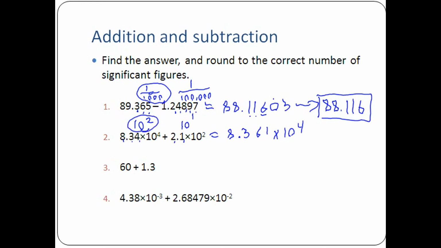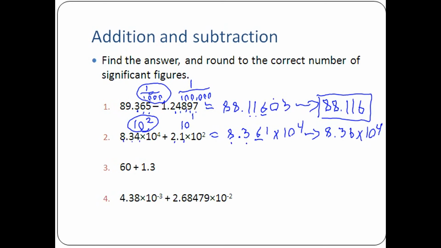So we have 8.361 times 10 to the 4th. The 8's in the 10 to the 4th, 10 to the 3rd, 10 to the 2nd. It's going to be that spot right there. So our rounded answer is going to be 8.36 times 10 to the 4th power. Okay? So that's what we have for that one.